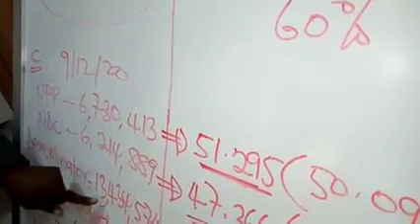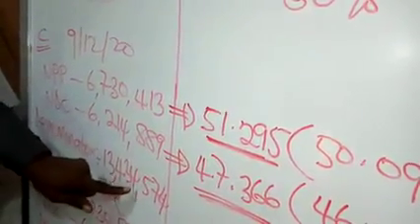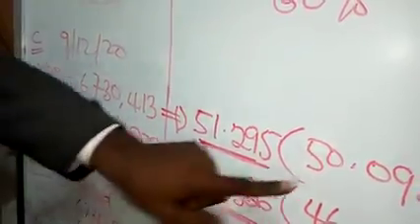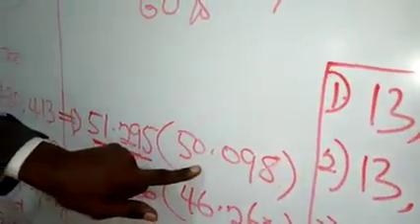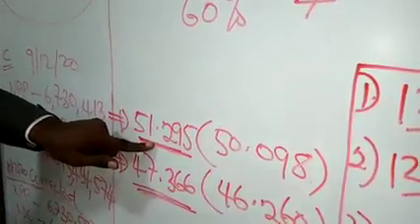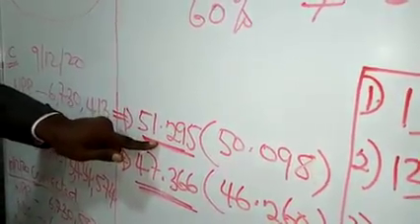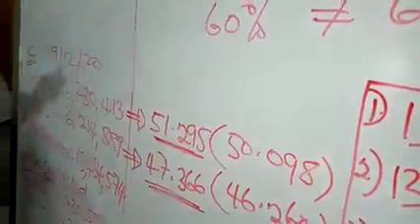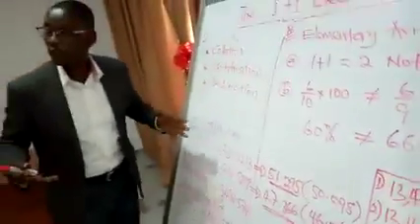But if you calculate this, 6,730,413 votes over 13,434,574 votes, you are going to get 50.098% and not 51.295%. And this is an error from the Electoral Commission. So we knew it was an error. And we told them, they said, no, there's no problem.